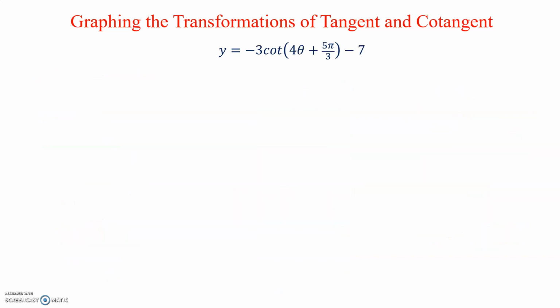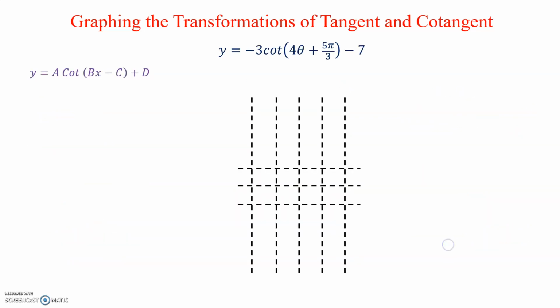Okay, one last one. General form. Again, the a in this case, negative 3. The d, negative 7. So therefore, our midline is at negative 7. From the negative 7, we're going to go up. And again, we're adding the absolute value. So we're not going up negative 3. We're going up 3. Puts us at negative 4. And again, we're going down 3. From that negative 7 puts us at negative 10.